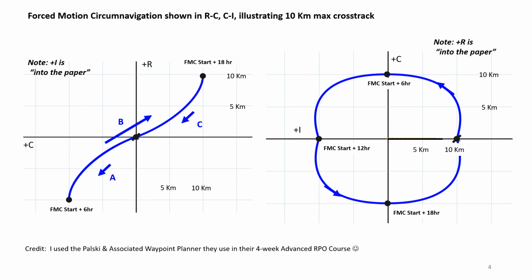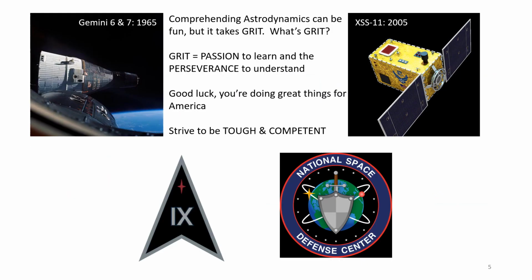I'm going to wrap it up with a little bit of a conclusion. As you know, the first rendezvous was accomplished by the United States, Gemini 7 and 6, in 1965. Here's a picture. The mission most special to me, well, they're all special, is XSS-11, 2005 to 2007. It was America's first journey into low Earth orbit rendezvous and proximity ops. So, you've now completed natural motion and forced motion relative motion educational sessions.